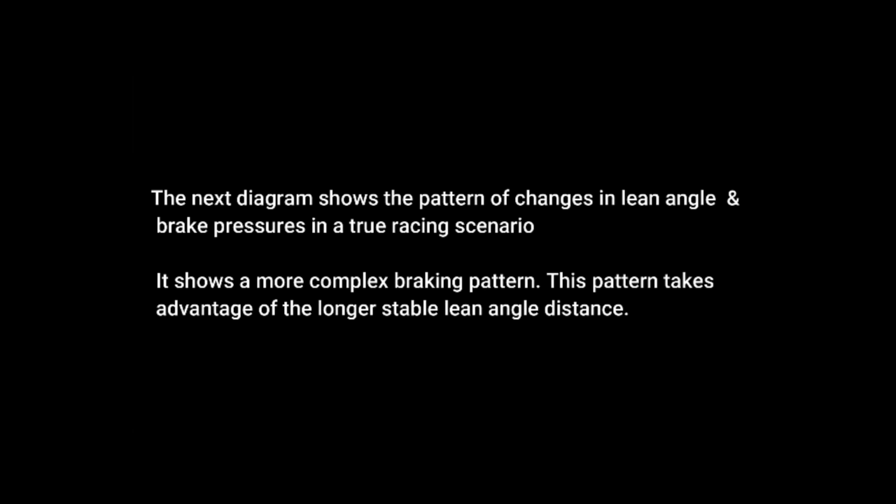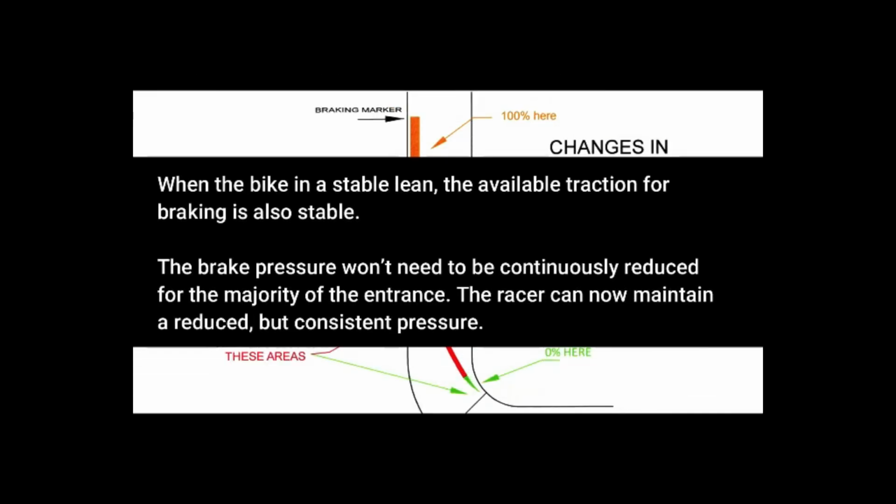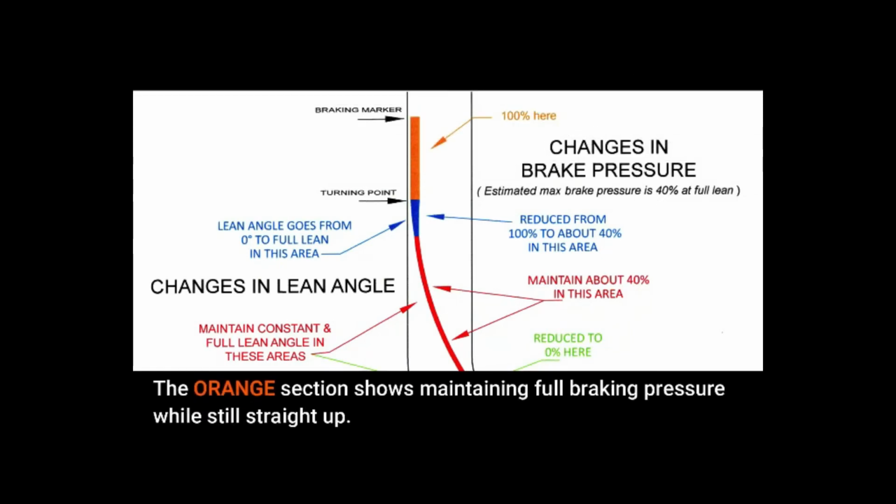This next diagram shows the pattern of changes in the lean angle and brake pressures in a true racing scenario. It does show a more complex braking pattern, but this pattern does take advantage of the longer time at a stable and full lean angle. Now, when the bike is at a stable lean, the available traction for braking is also at a stable value. The brake pressure will not need to be continually reduced for the majority of the turn. The racer can now maintain a reduced but constant brake pressure.